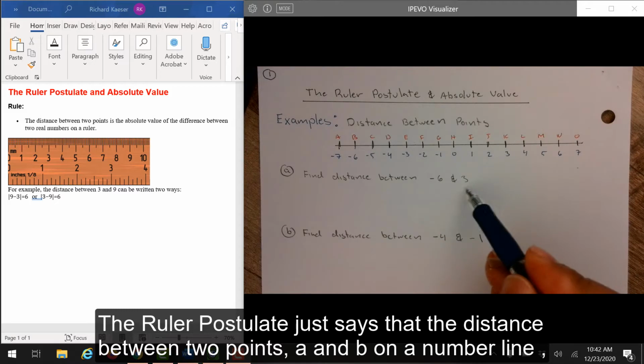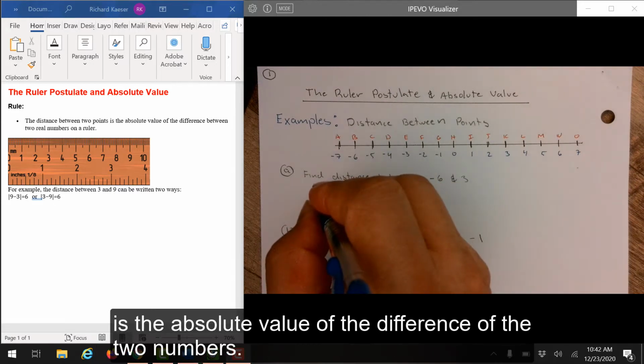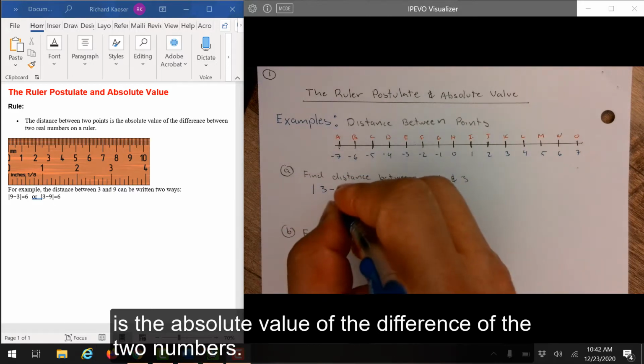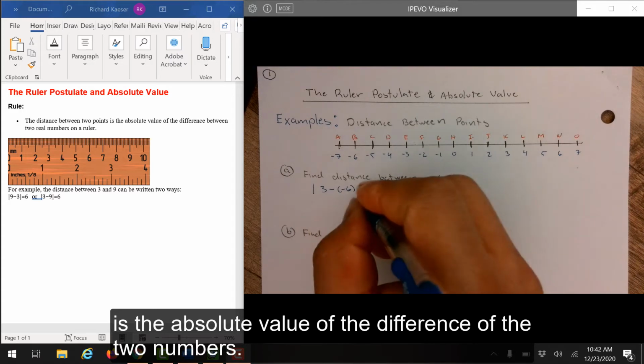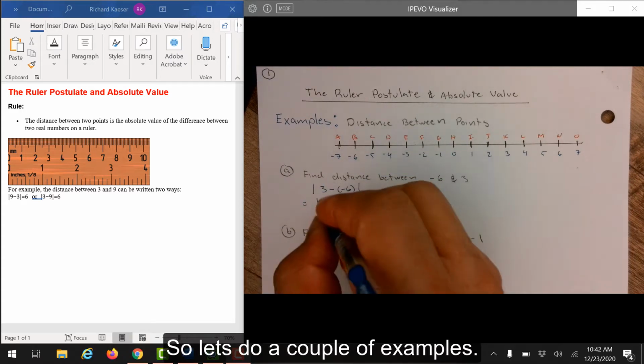The ruler postulate just says that the distance between 2 points A and B on a number line is the absolute value of the difference of the two numbers. So let's do a couple of examples.